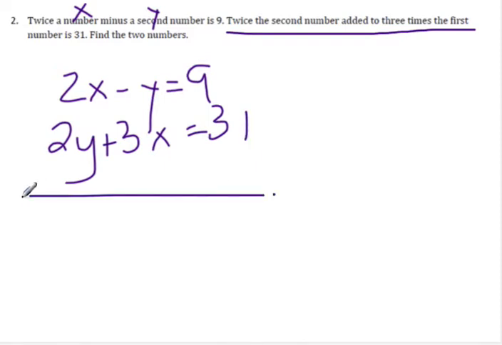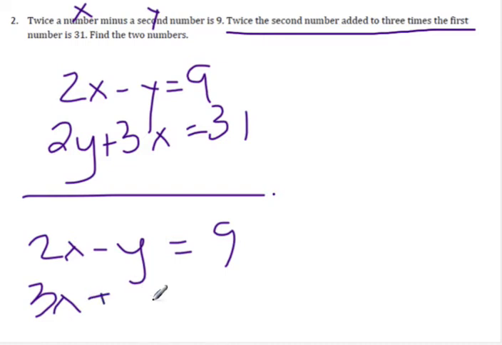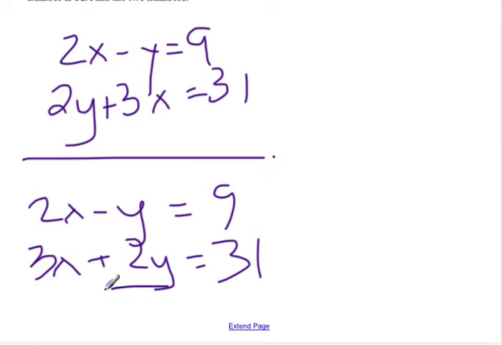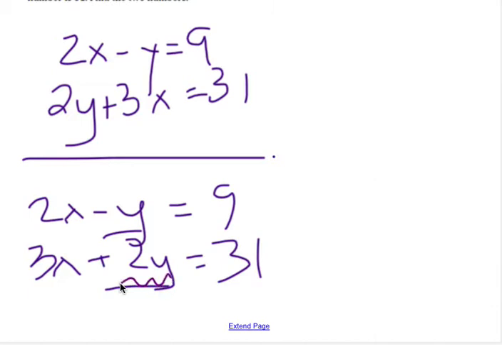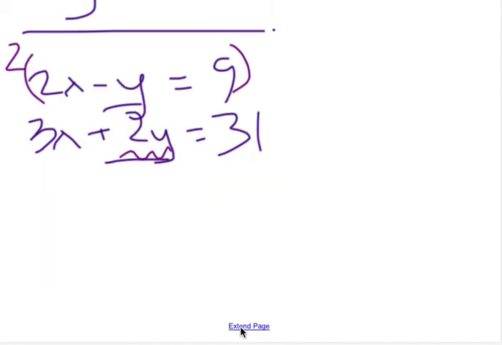Well, first thing I'm going to do is write it out so that my x's and y's are underneath the same column. So I'm going to bring that 3x first and then have the 2y. So now I look at my y's and I see that the y's already have opposite signs. So now I need to make them have the same number. I see that this y has a positive 2 with it. So I ask myself, what's the opposite of a positive 2? And that's a negative 2. So to get a negative 2, all I have to do is multiply that second equation by 2. So I get 4x minus 2y is equal to 18.